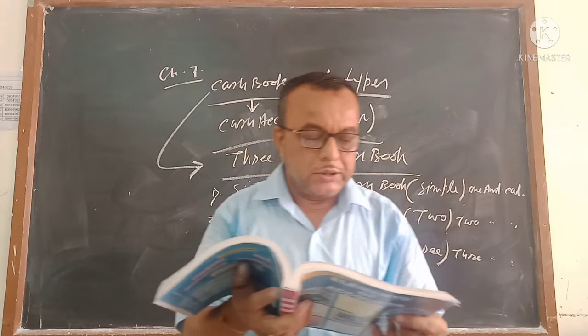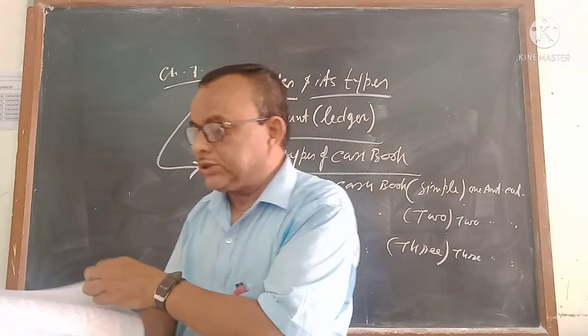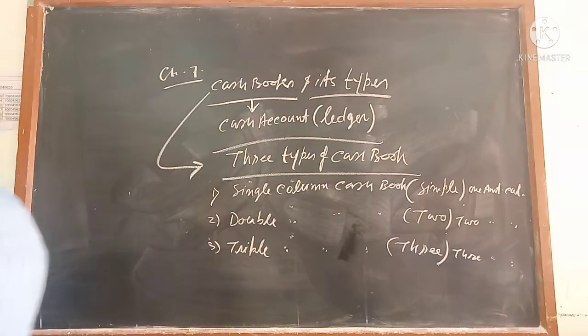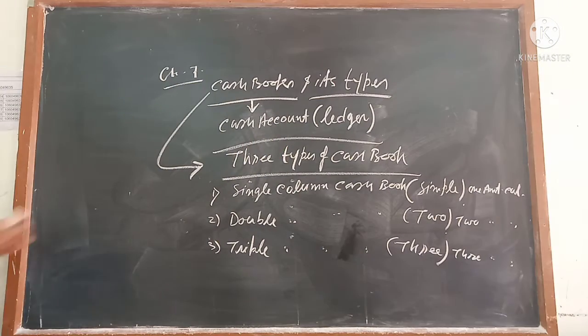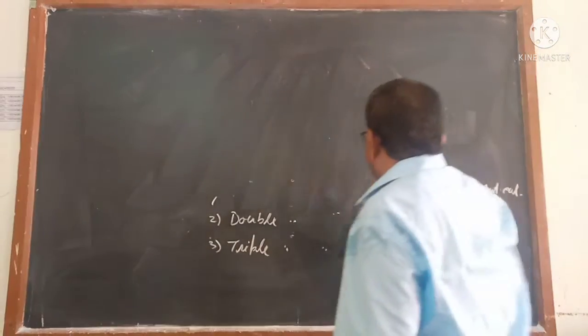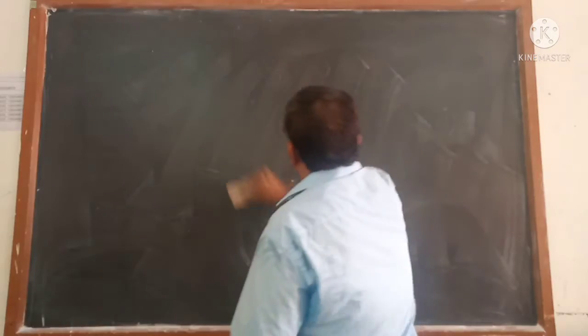Now you come to the simple column cash book. Let me explain one illustration from your textbook, page number 160. So let me draw it. And I will show you how it will be done.